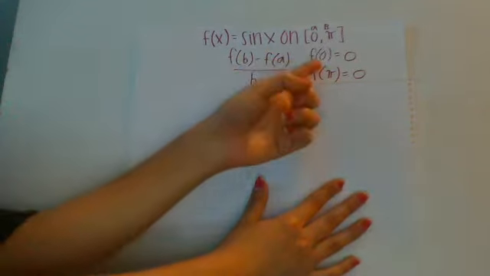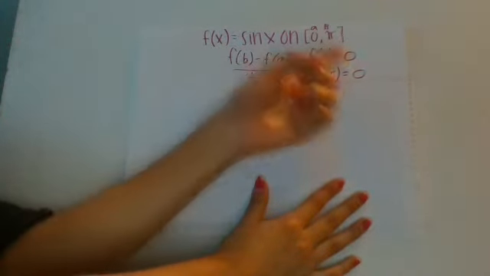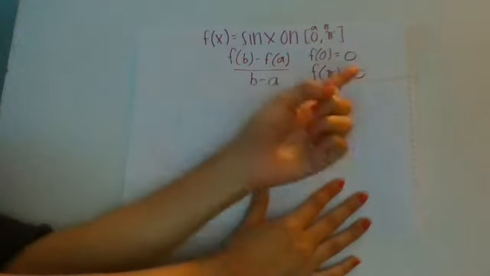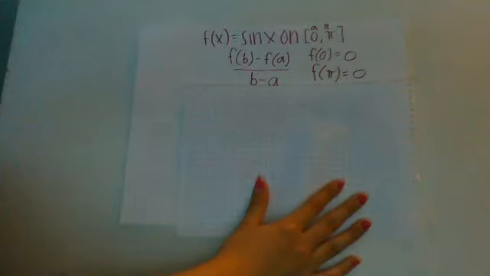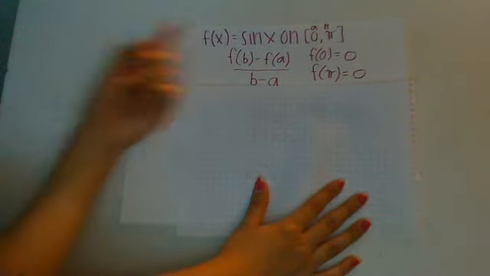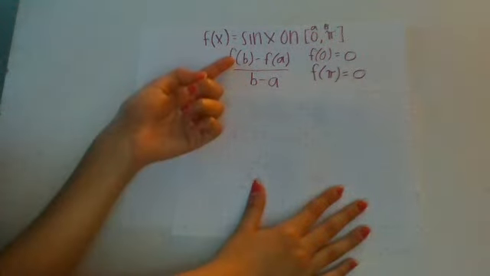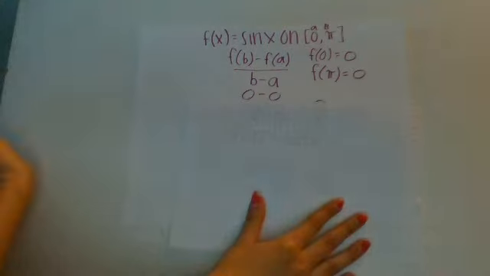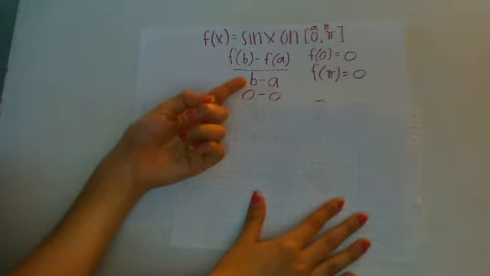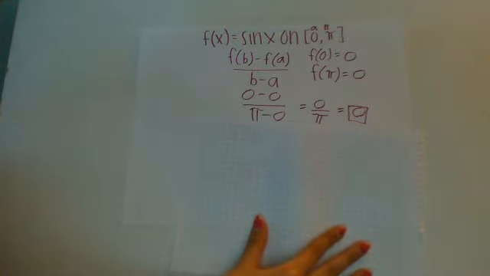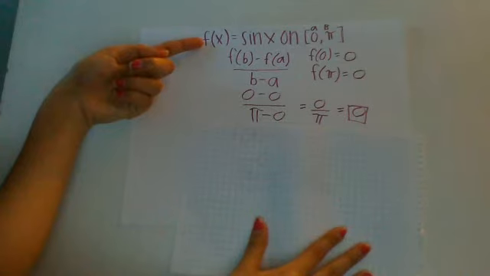You plug in 0. The sine of 0 is just 0. You plug in pi. Sine of pi gets you 0. And we're doing this to find our slope so that we can set our derivative equal to that. So now we plug those numbers into f of b minus f of a, and you get 0 minus 0, and b minus a, which is just going to be pi minus 0, which comes out to be 0 over pi, which equals 0.